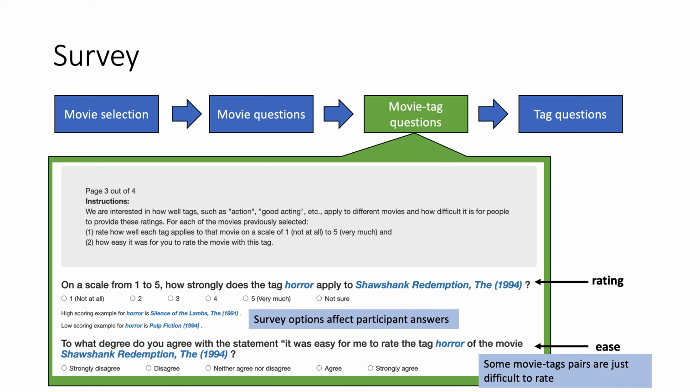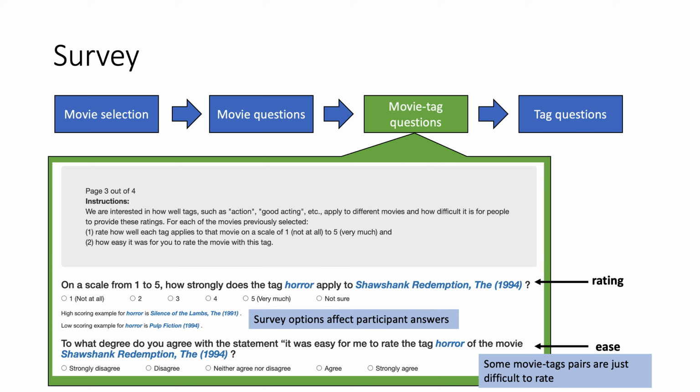Then we asked annotators to indicate the degree to which a tag applies to a movie, and I'm going to refer to this question as rating. We also provided high and low scoring examples for every rating question, because we found out that these examples help annotators to provide more precise ratings.